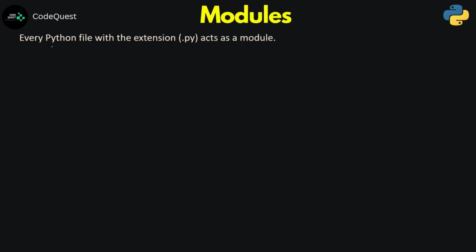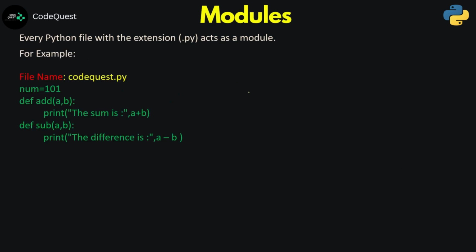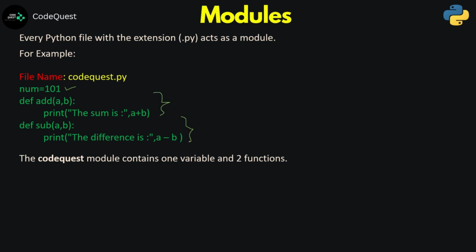So in general, we save a Python file with the extension .py. Okay, let's see this example. Let's say the file name is codequest.py. This file indicates that this is a Python file, and any Python file that I create is by default considered to be a module. In this particular module, we can observe that we have taken a variable num, and there are two functions. This is function 1, this is another function. So this has one variable and two functions.